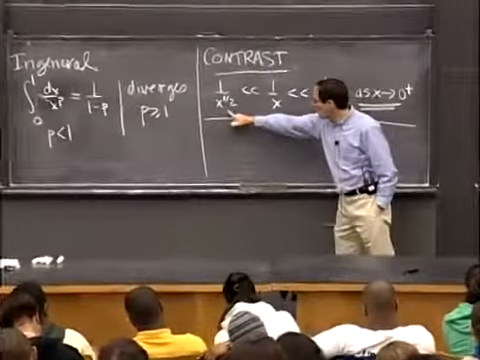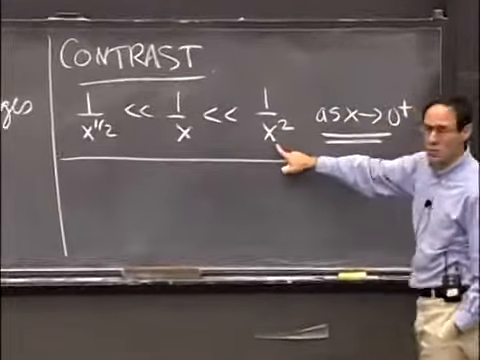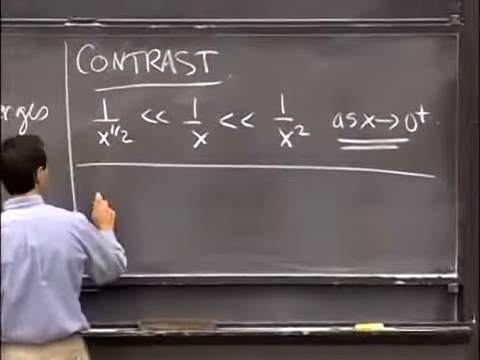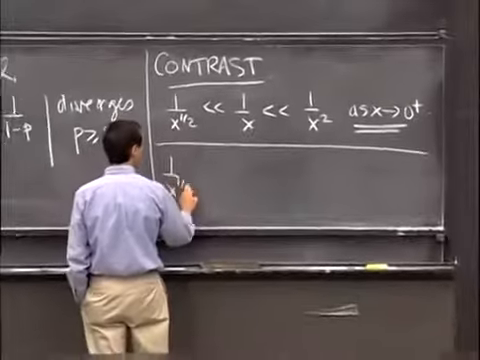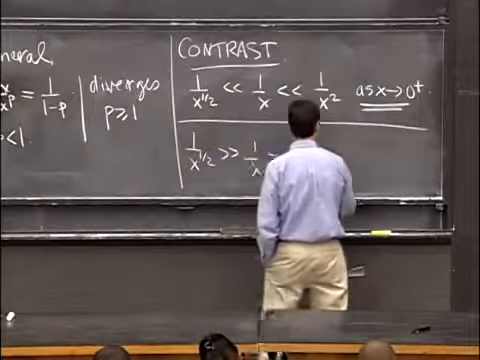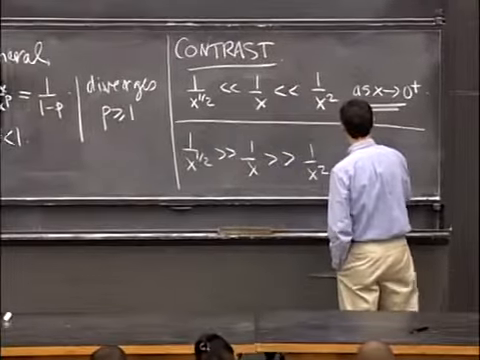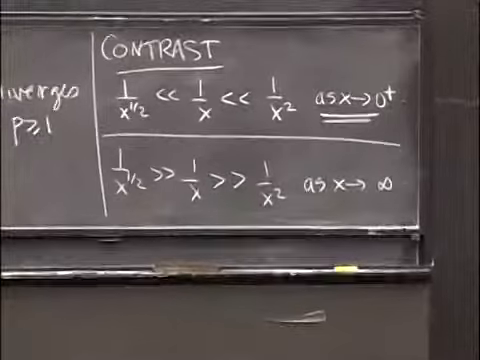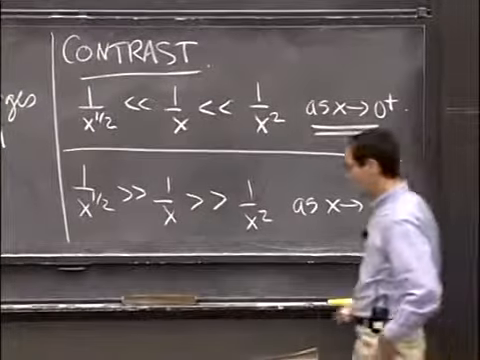So this one's the smallest one, this one's the next smallest, and this one is very large. On the other hand, it goes the other way at infinity, as x tends to infinity. All right, so try to keep that in mind.